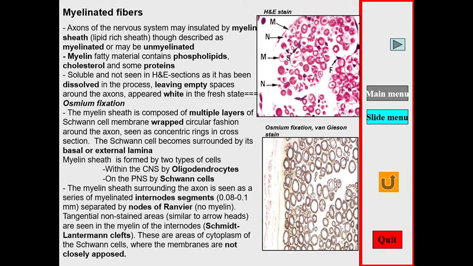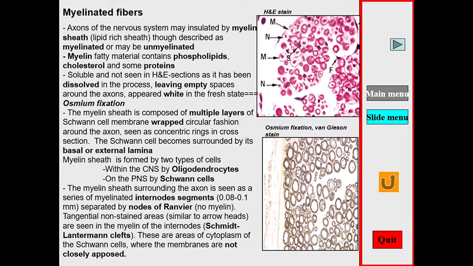axon. For that we use another type of staining, which is called the osmium fixation or the silver stain. We use sometimes silver stain to stain the lipid, and as we can see, the lipid appears within the osmium fixation as a dark brown area which surrounds the axon. So the axon is in the middle, white, and this area appears as the myelin sheath which surrounds the axons.